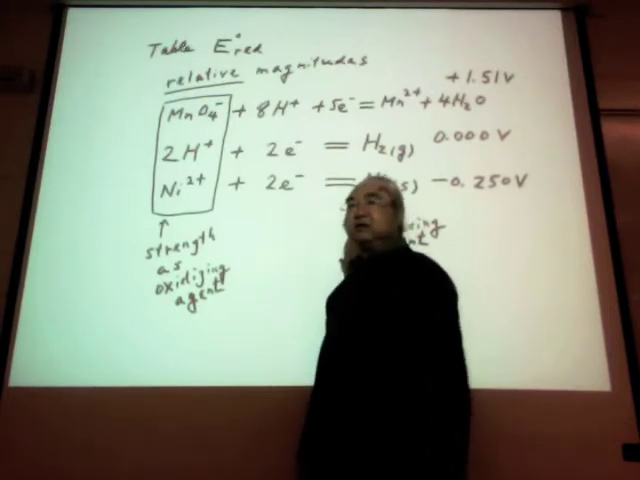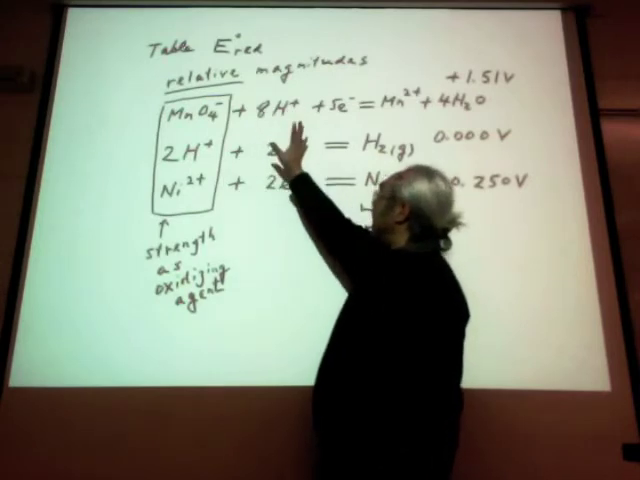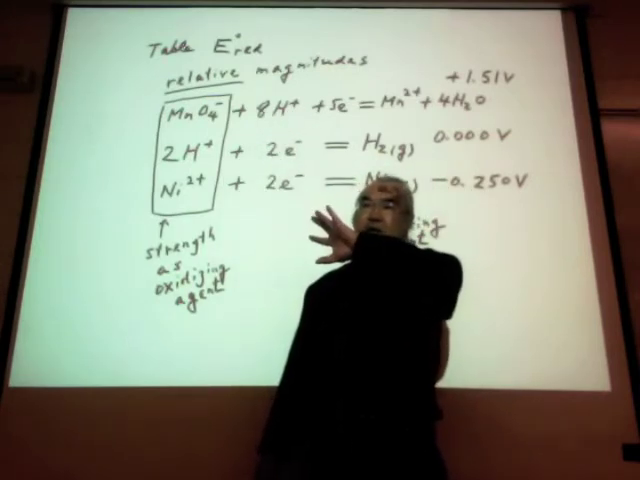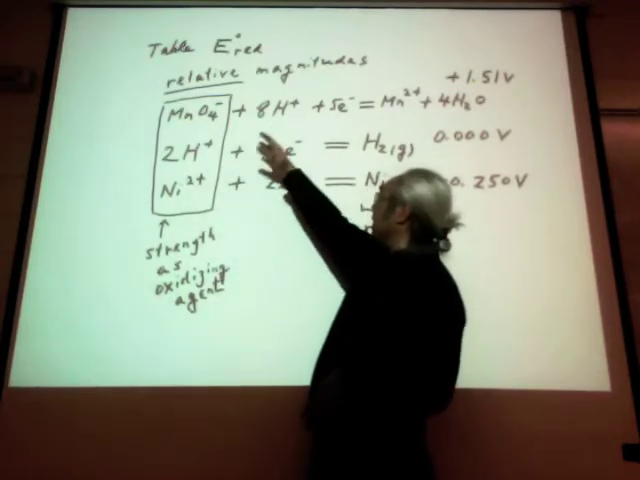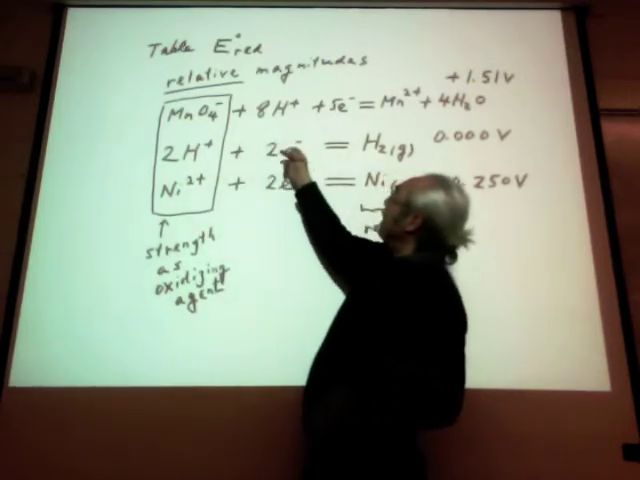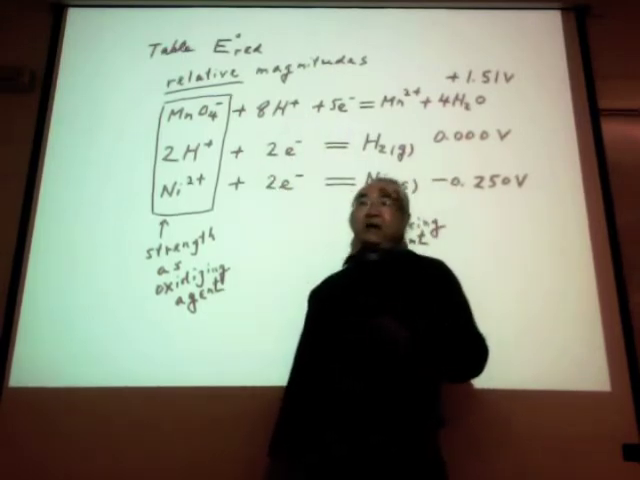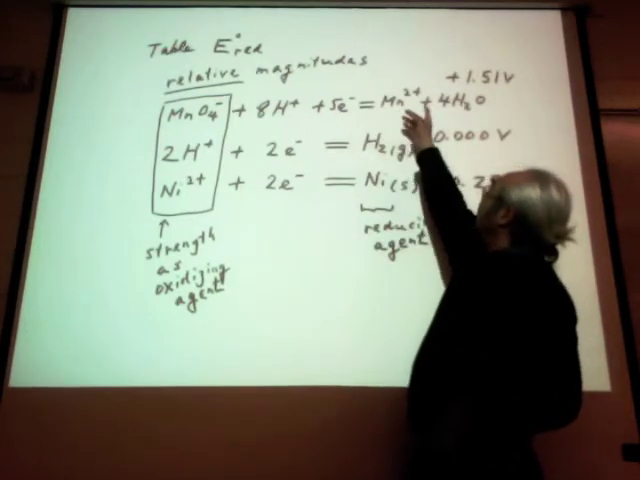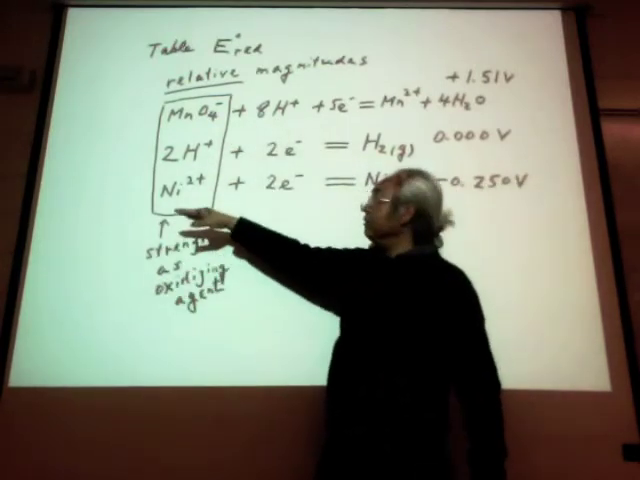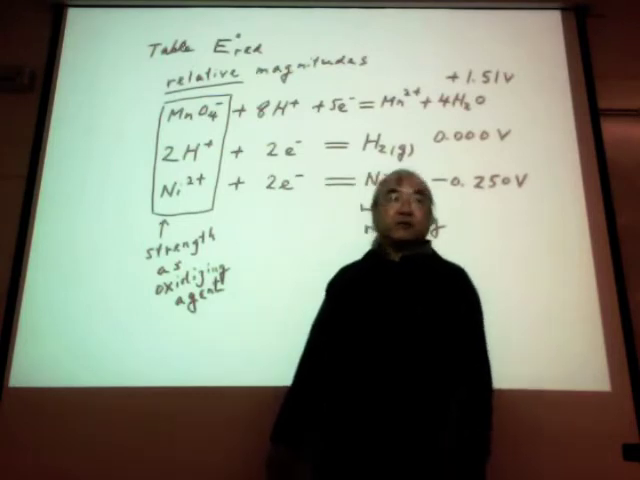Yeah? Did you say the positive voltage means the spontaneous reaction? Not yet. This is not that yet. This is just half reaction. So that doesn't apply here? Not yet. The E overall must be plus. Right now it's just half reaction. Each one is a half reaction. So electron, electron, electron. Okay. No spontaneous reaction yet. But now by looking at just the table, you can tell the relative oxidizing strength of the chemical.